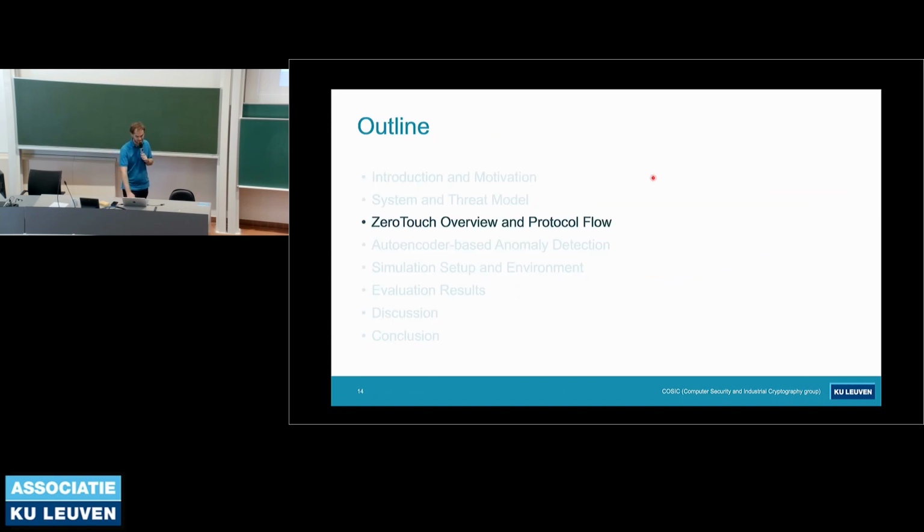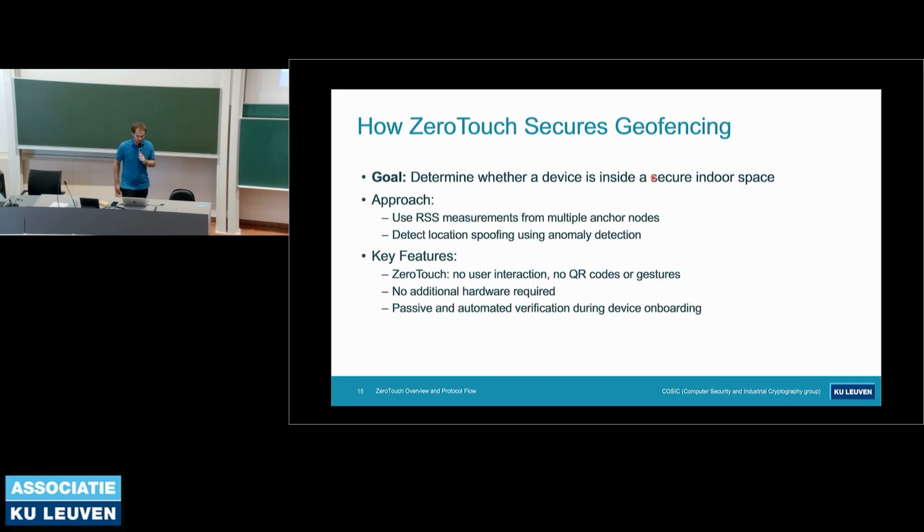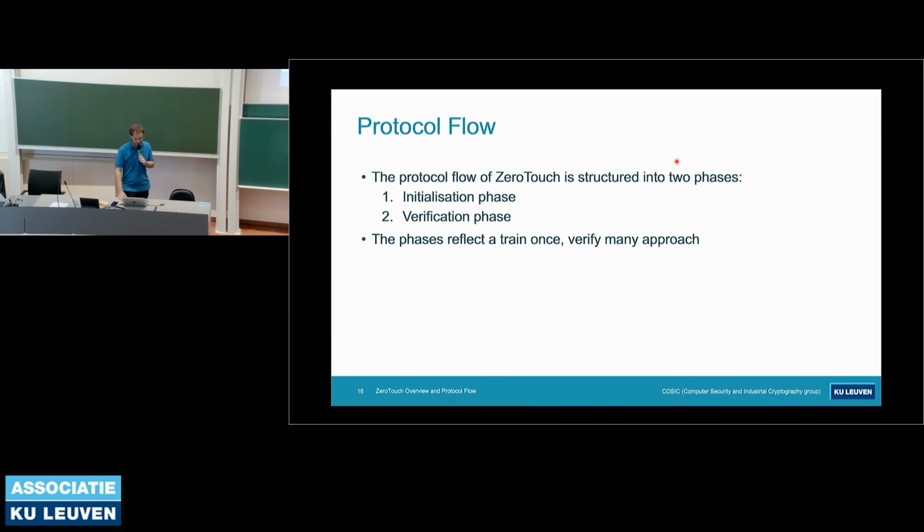So, how does ZeroTouch work? Once again, we need to determine whether the device is inside or outside, meaning inside the geofence or outside. And we want to use the RSS to do this. We don't want to have any interaction with the user and no additional hardware. And we want to do it as smoothly as possible. So, how do we do this?